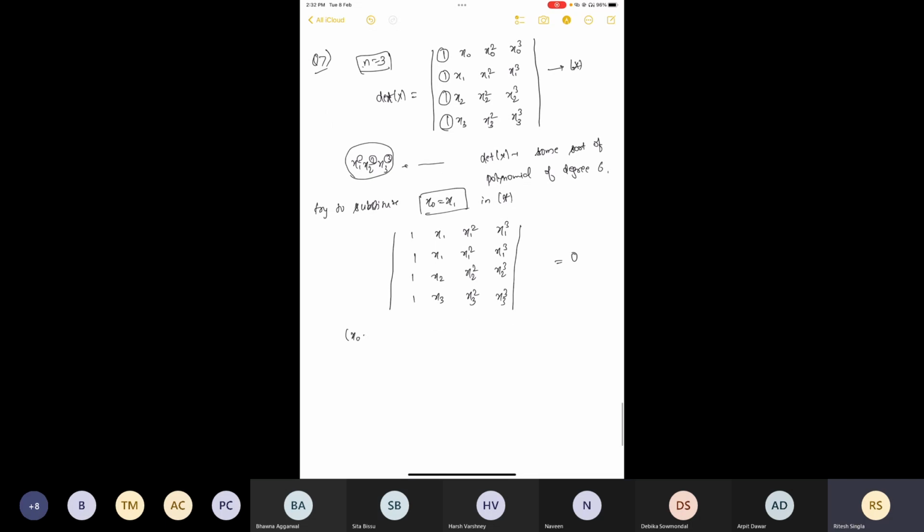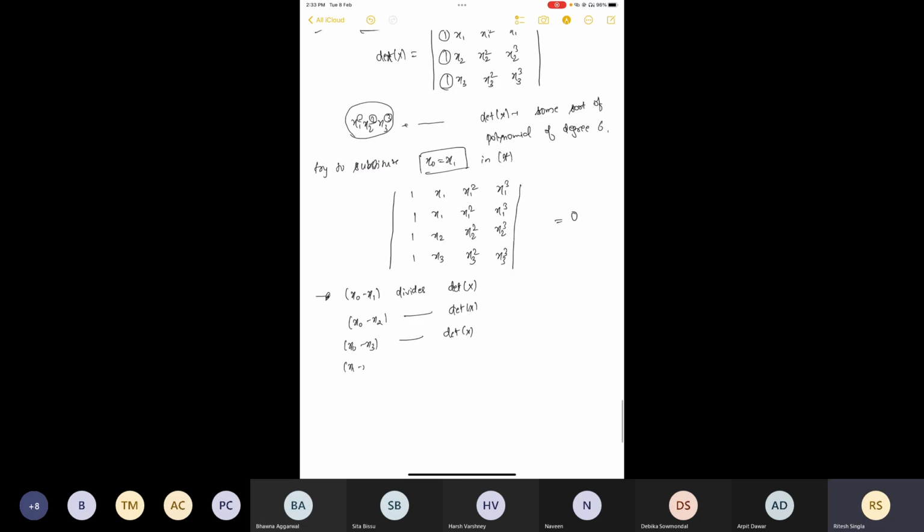So what does it mean? x naught minus x1 divides the determinant of x. Are you getting this point? In similar fashion, x naught minus x2 will divide the determinant of x. x naught minus x3 will also divide the determinant of x. x1 minus x2, x1 minus x3, and x2 minus x3 divide the determinant of x, right?